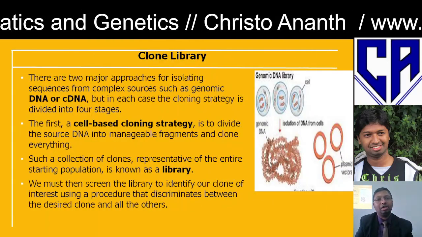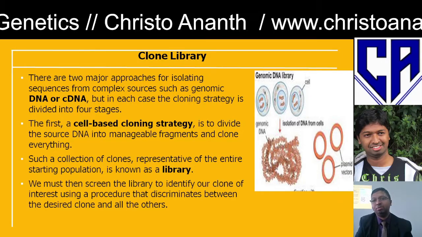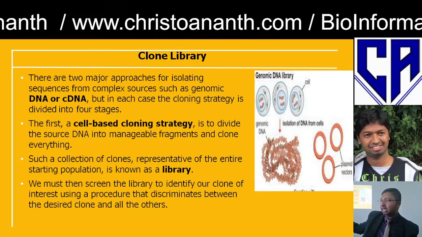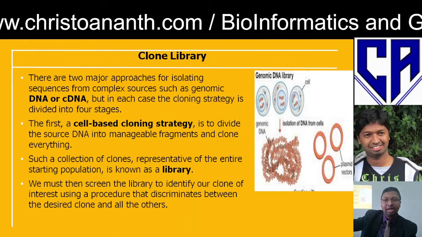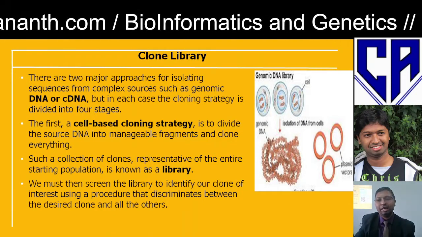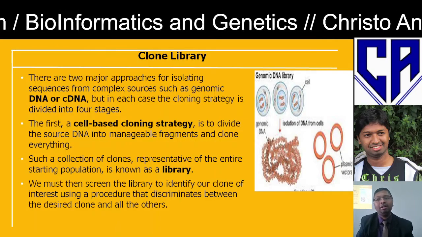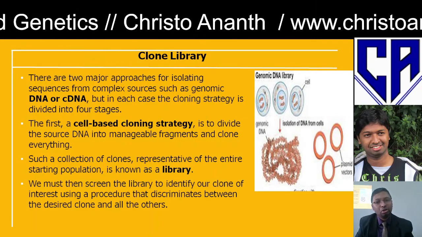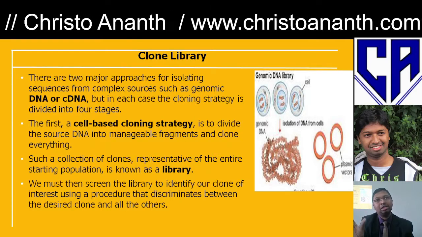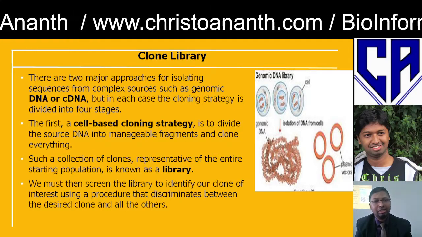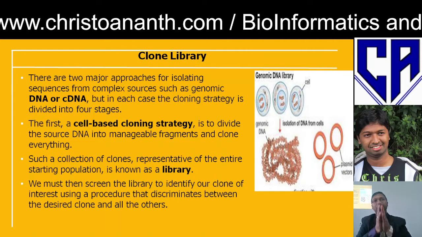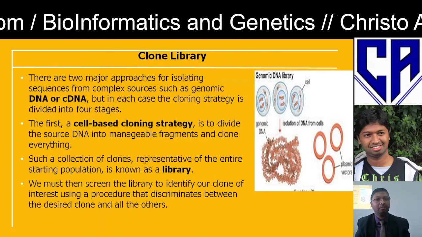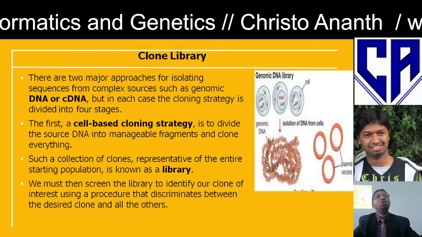Here we will have a clone library. We'll have a genomic DNA library. So you'll have genomic DNA, as given in the diagram. Then you're going to isolate the DNA from the cells. Then we will have plasmid vectors also. This is a cloning strategy which is based on the cell, so it's a cell based cloning strategy. What you try to do is divide the source DNA into different fragments, different pieces, and you try to clone everything.